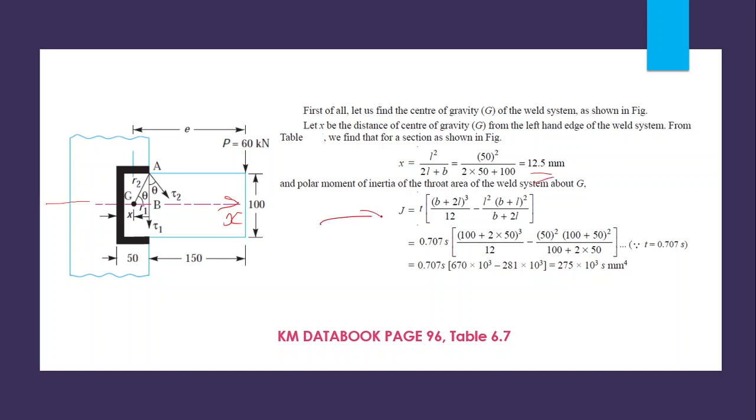Then again from the same data book we can find out the polar moment of inertia of the throat area of the weld system. J is found by using this particular equation. This equation is also given in the KM data book, page number 96. And that J is equal to 275 into 10 raised to 3 S mm raised to 4.